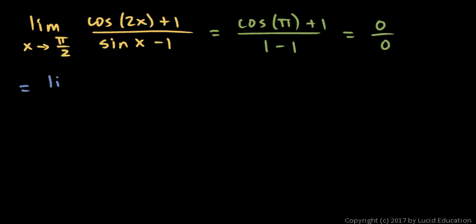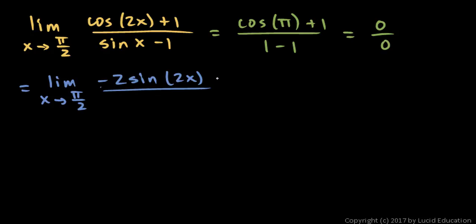So let's try applying L'Hopital's rule. This will be the limit as x approaches pi over 2 of the derivative of the numerator. And the derivative of cosine is negative sine. And we also have to apply the chain rule because we have an inner function here. And so this is going to be negative 2 sine 2x. And then the derivative of the denominator, derivative of sine x, is cosine x.